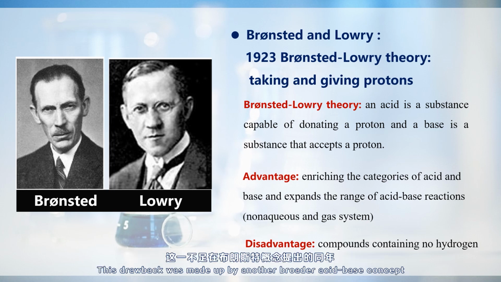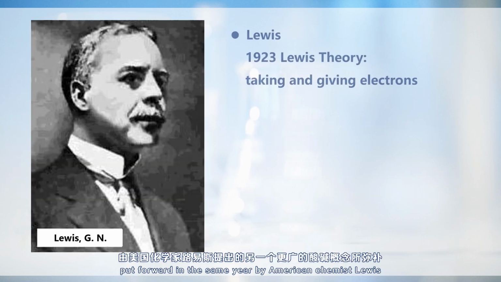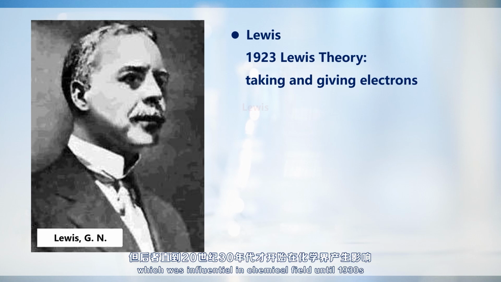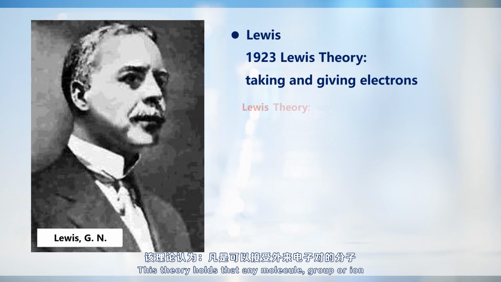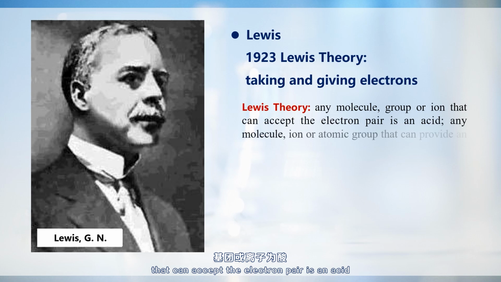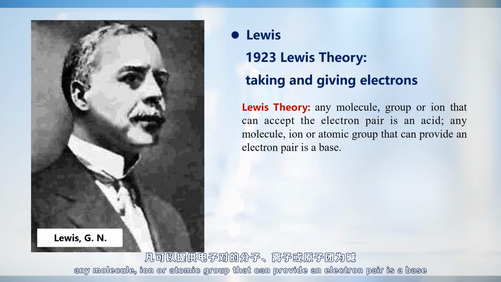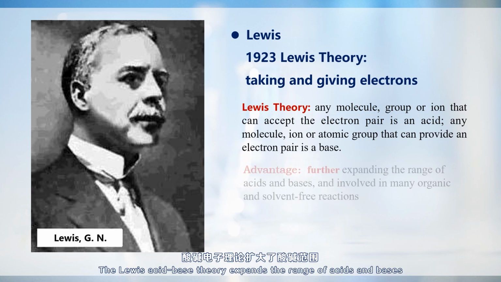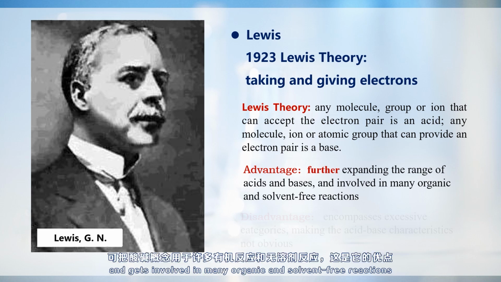This drawback was made up by another broader acid-base concept put forward in the same year by American chemist Lewis, which was influential in the chemical field until the 1930s. This theory holds that any molecule, group, or ion that can accept an electron pair is an acid. Any molecule, ion, or atomic group that can provide an electron pair is a base. The Lewis acid-base theory expands the range of acids and bases, and gets involved in many organic and solvent-free reactions.